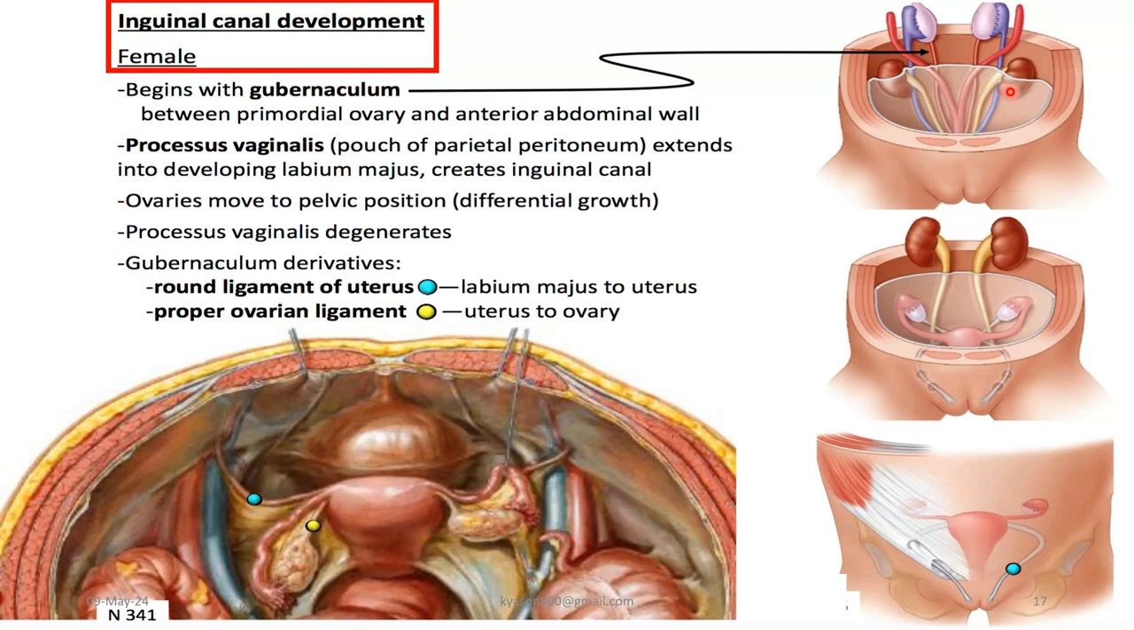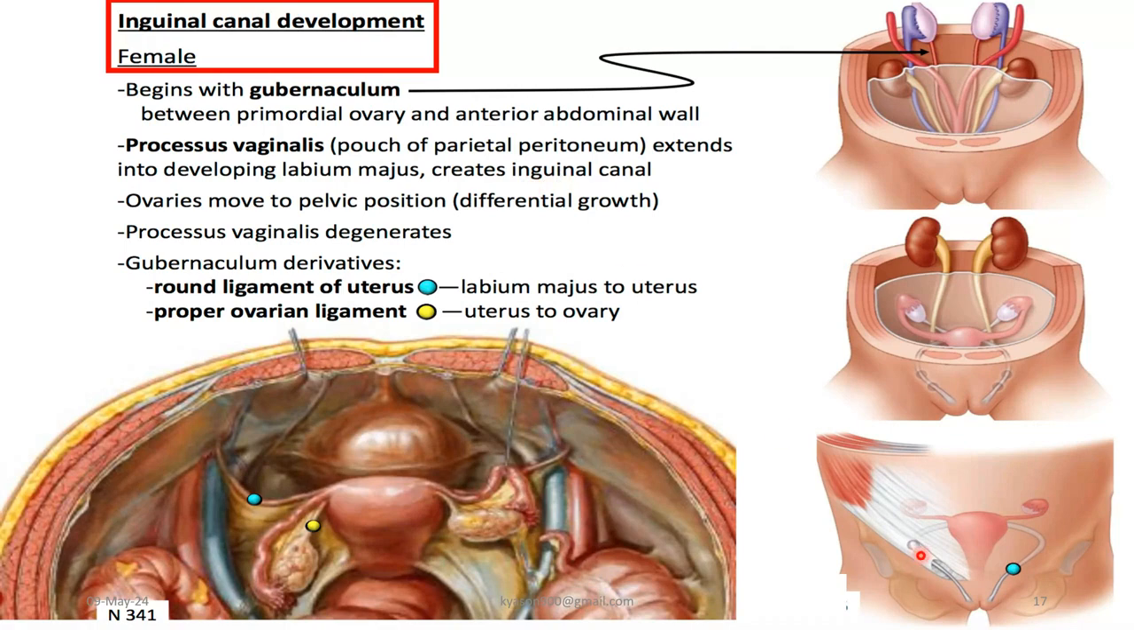During the process of pulling the ovaries, the same thing is going to happen. The parietal peritoneum is going to be dragged down, and as it's being dragged down, it's going to form what we call the processus vaginalis. This processus vaginalis is going to be pulled down towards the inguinal region and create what we call the inguinal canal.